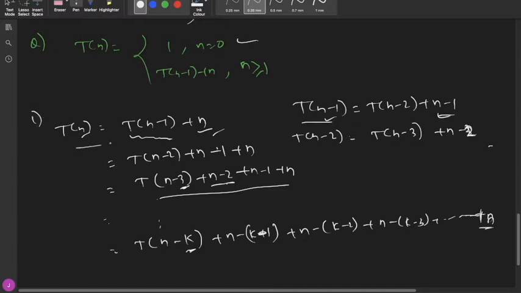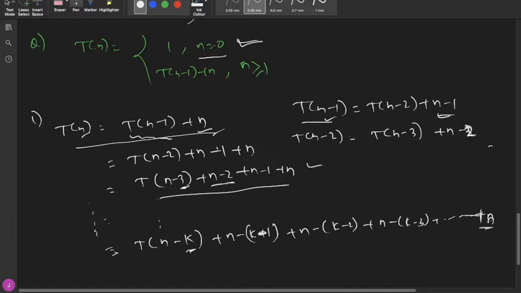First step is write this equation, then substitute the value of this T of n minus 1 accordingly, and notice the pattern. Solve it, and for k steps, write the equation. Now we have to find out what is the base condition. The base condition is for n equals to 0, it is returning 1. It will be stopping here.